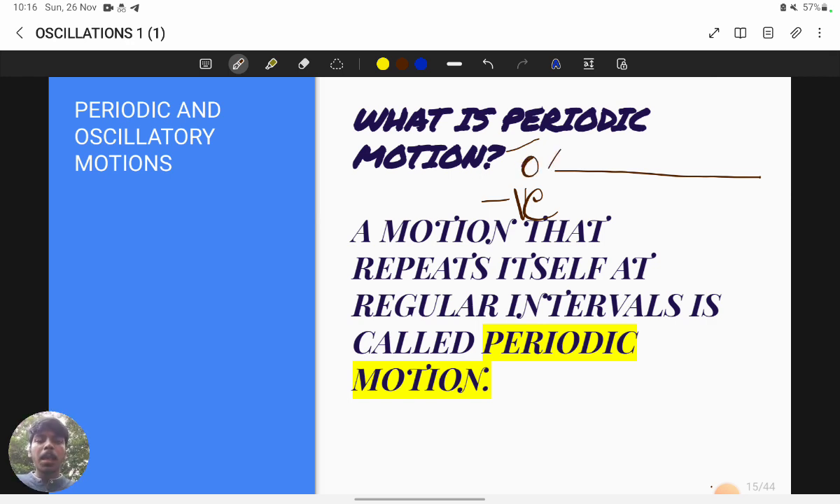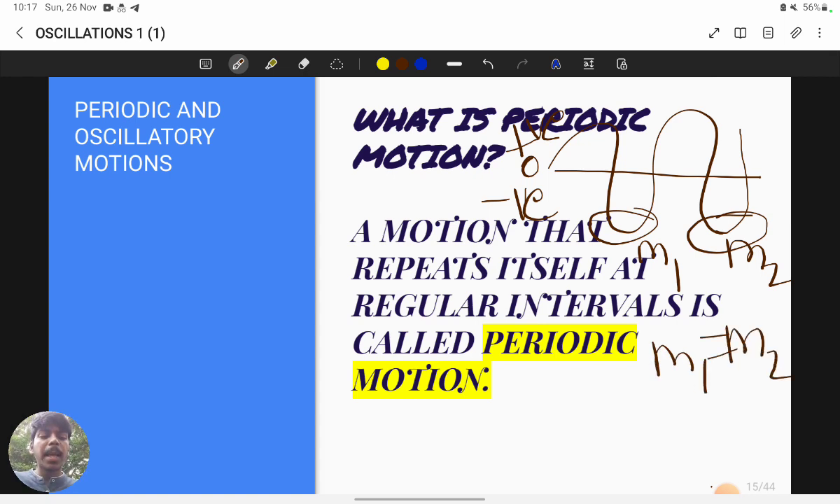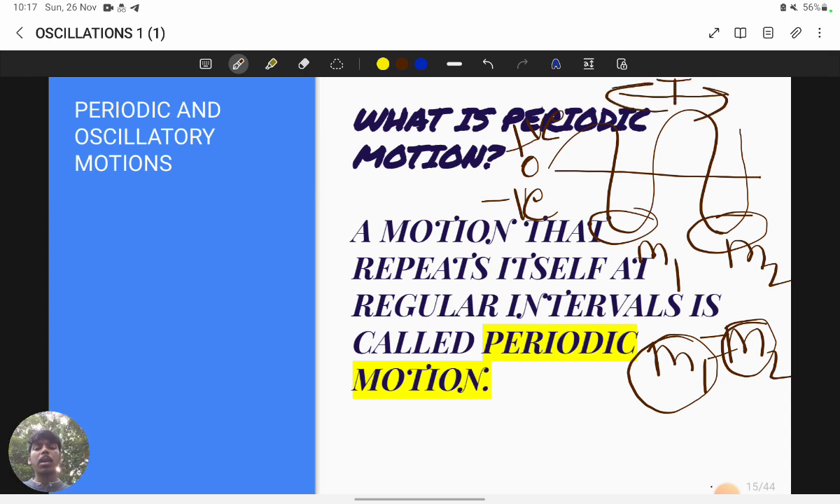It is coming as waves, positive displacement, negative displacement. Here, this is a motion. Let me say this motion be m1, and this is m2. Here m1 is equal to m2, that is, motion 1 is the same as motion 2. So to repeat these motions, how much time is required? That is called periodic motion.